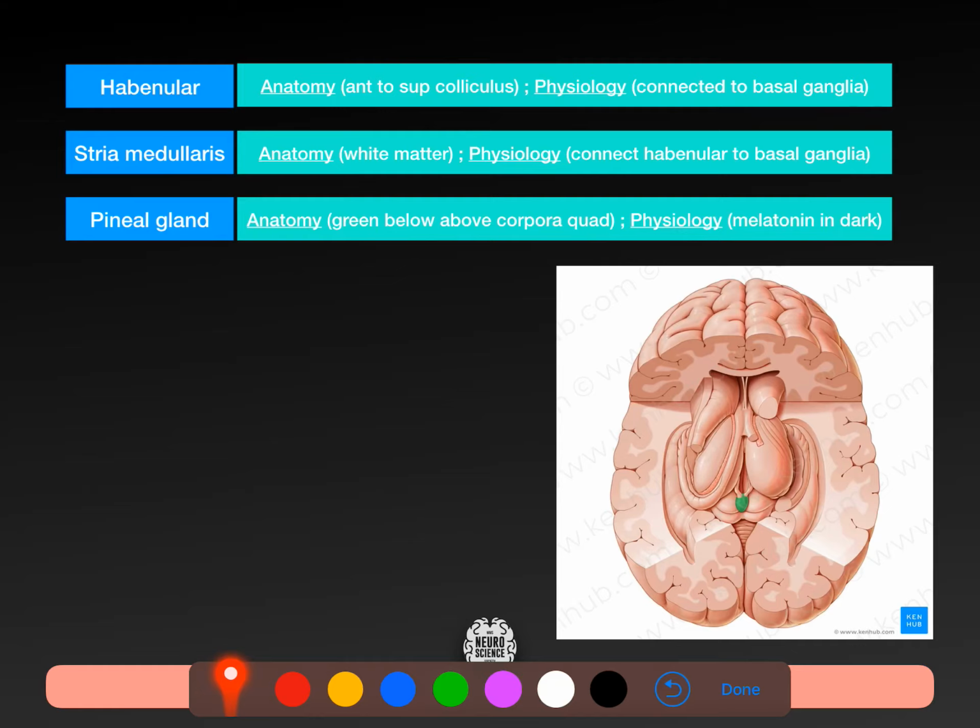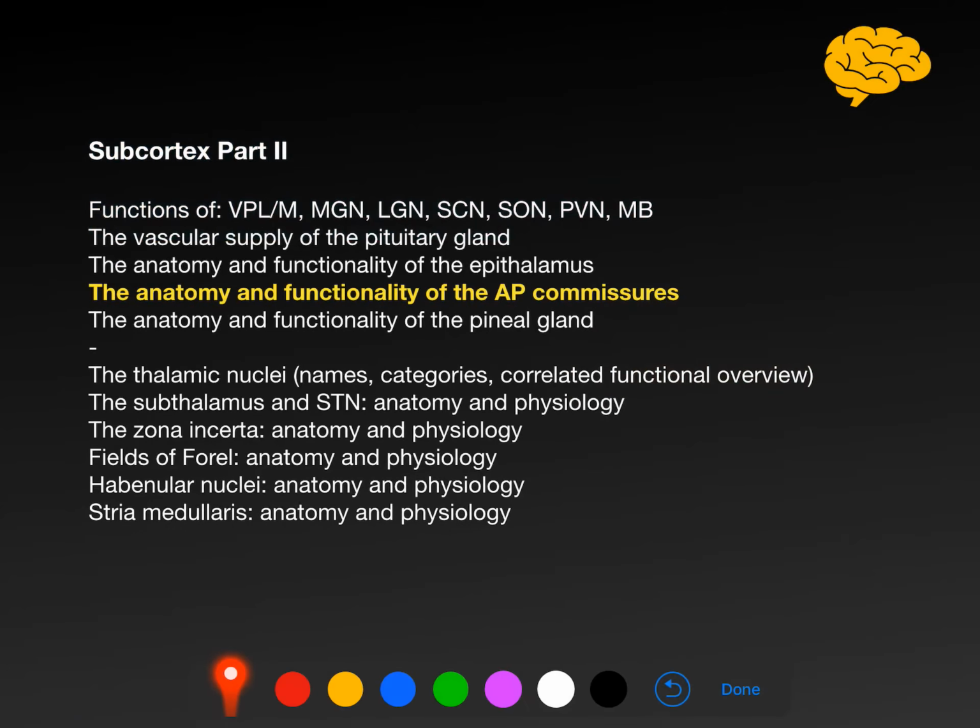Melatonin is secreted in the dark. You take melatonin if you want to sleep. Okay, melatonin is not secreted in the light. Well, it is, but not a lot.